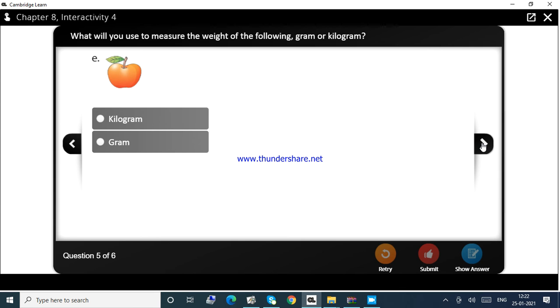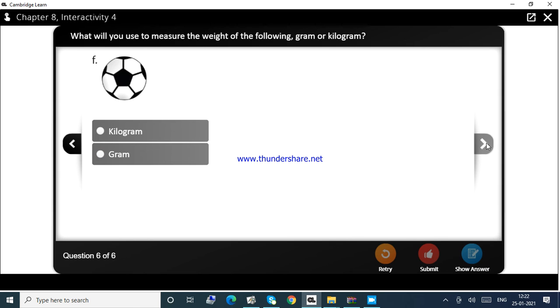And then E part, apple. It is a single object. It's a lightweight, so it is denoted gram. And then F part, football. It's also lightweight. It is denoted gram.